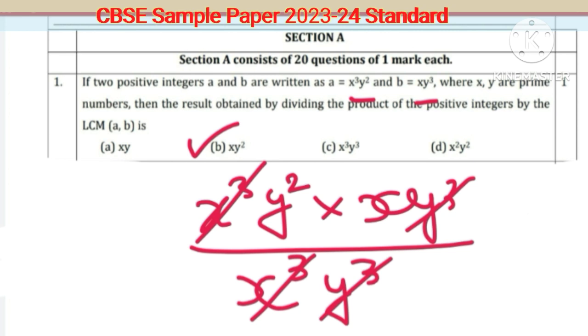See students, you have to do minimum written work. There is no need to write down the formula. There is no need to write down LCM separately. Just directly do what is required in the question.